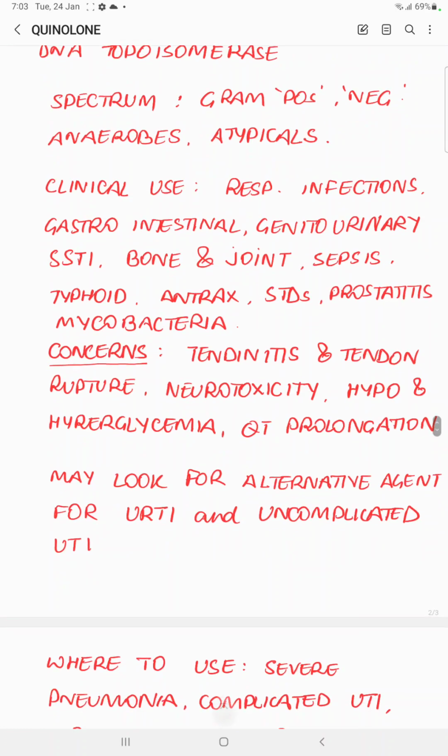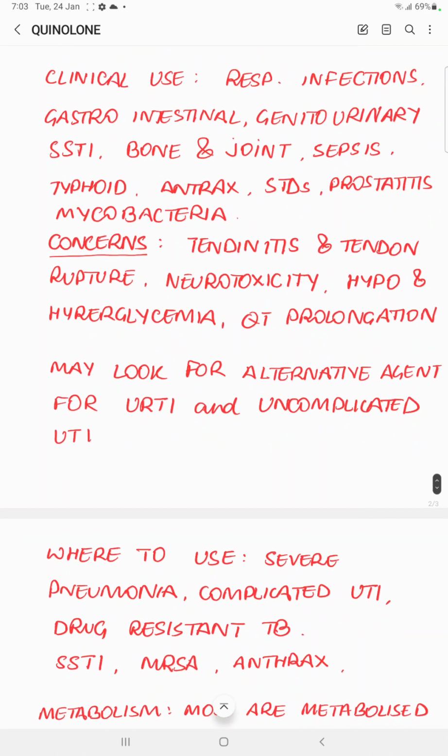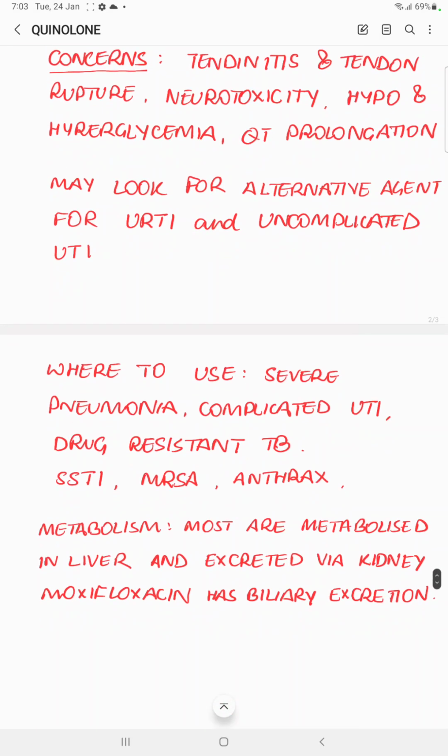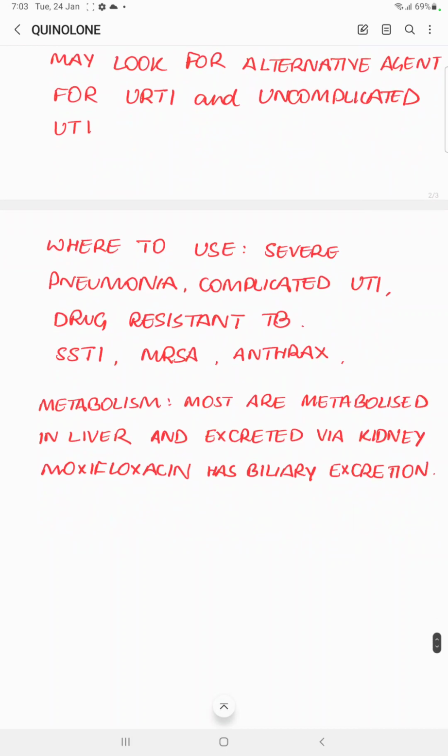The problem with quinolones has been the adverse events, and the major concerns are tendinitis and tendon rupture, neurotoxicity, hypo and hyperglycemia, and QT prolongation. And because of these, especially in the elderly, we may look for an alternative agent for upper respiratory tract infections and uncomplicated urinary tract infection, where there are lots of safer agents to choose from. So where are we left to use it?